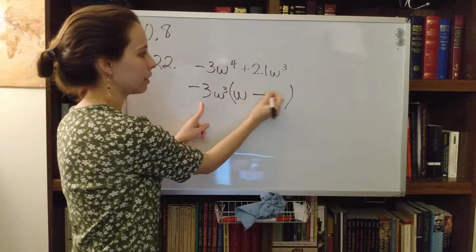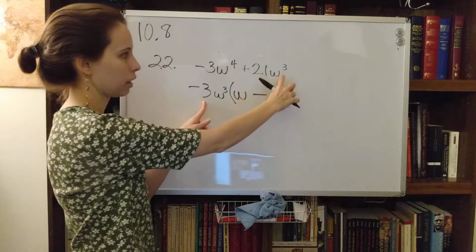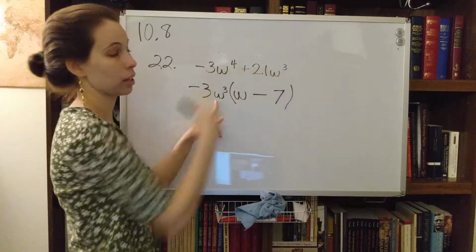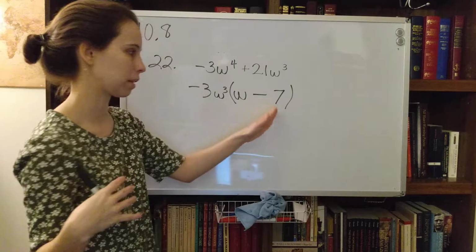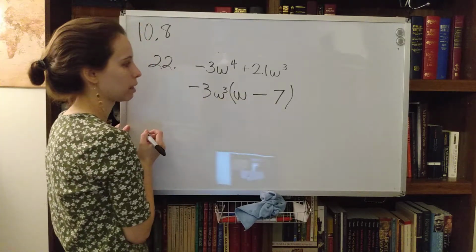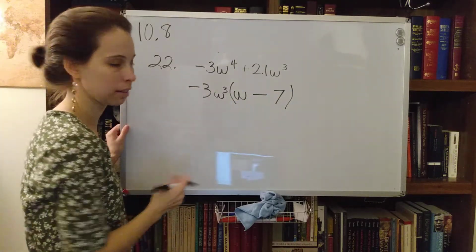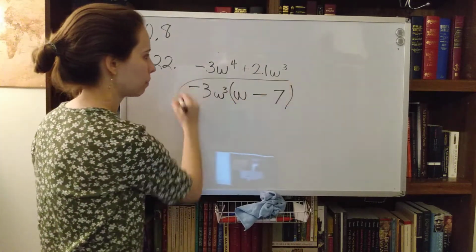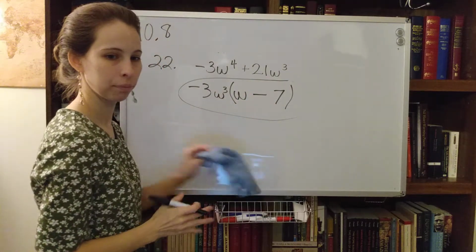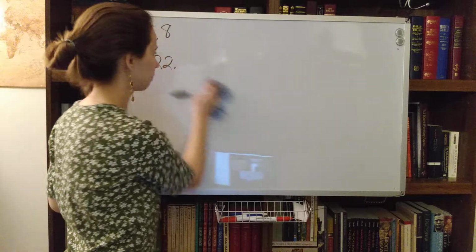negative 7, because 21 divided by negative 3 is negative 7, and w to the third divided by w to the third is just a 1, so we don't have to worry about it because it's negative 7 times 1. Don't have to write the 1. So we just have w minus 7. And this is as simplified as something can get. W minus 7, boom. This is our answer. Okay, now I'm going to do one that's a little bit more complicated.